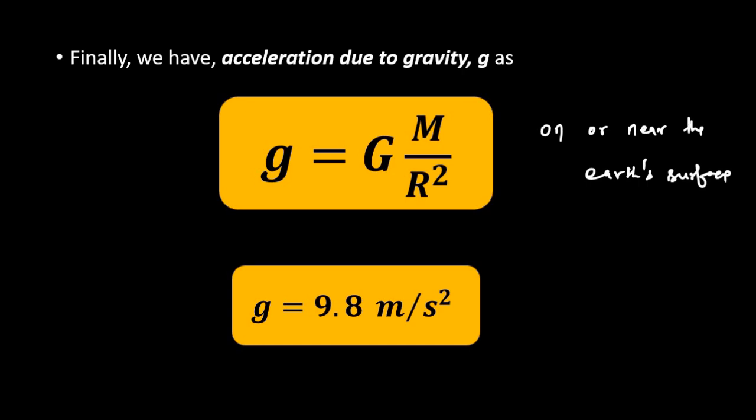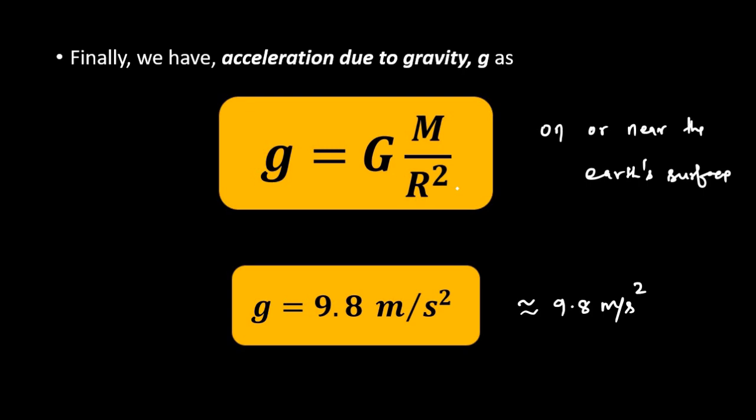And experimentally we have determined its value, which is very close to 9.8 meter per second square. There are other values also, but here I am sticking with 9.8 meter per second square. I am not including the second, third, fourth decimal place. Okay, 9.8 meter per second square. This is the value.